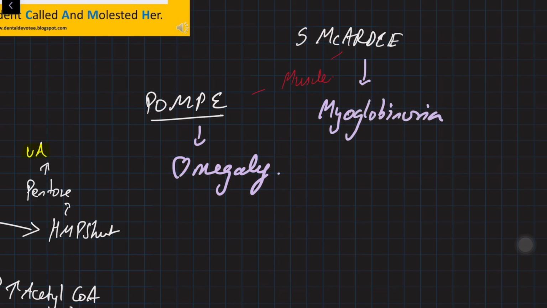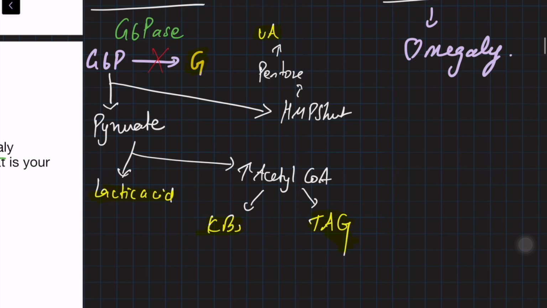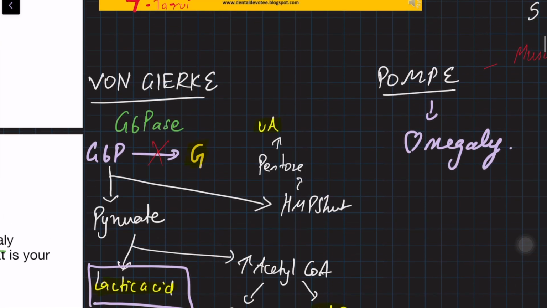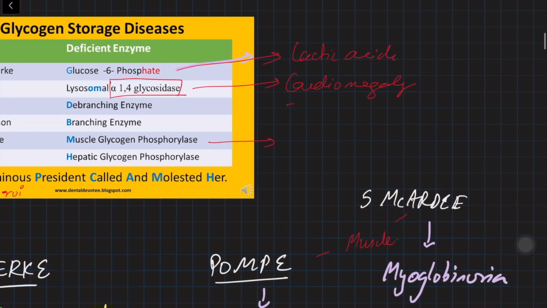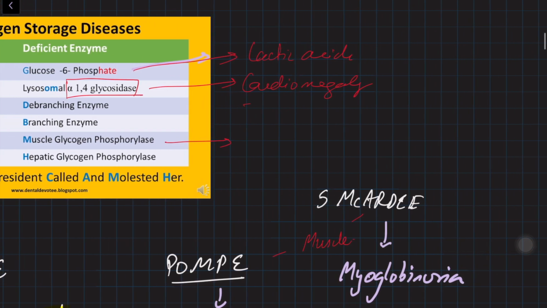These are the clues. Here, if you want one single clue, learn this one, lactic acidosis. So von Gierke, learn the lactic acidosis. Pompe, learn the cardiomegaly. Just the clues, okay? These are not the actual clinchers, just a clue. For McArdle, learn the myoglobinuria.